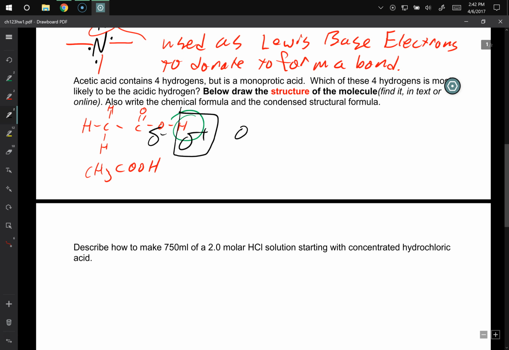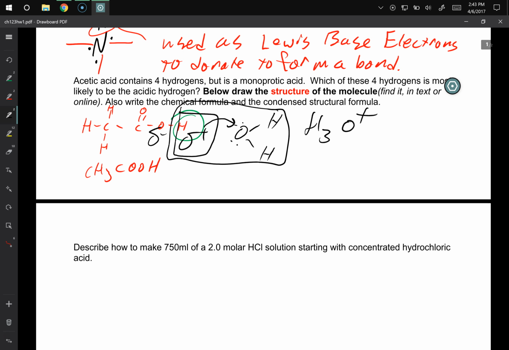So if a water molecule shows up, this partially positive hydrogen can attach itself to one of those lone pairs, because the lone pairs are a Lewis acid, and then I get this thing leaving as an H3O plus, and I have an acetate polyatomic ion behind. So why are these guys not considered acidic?